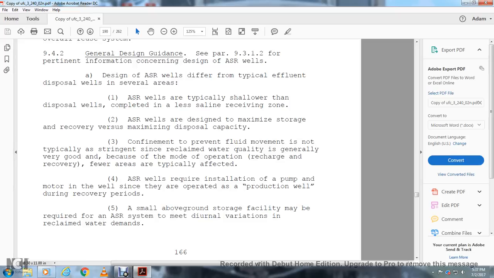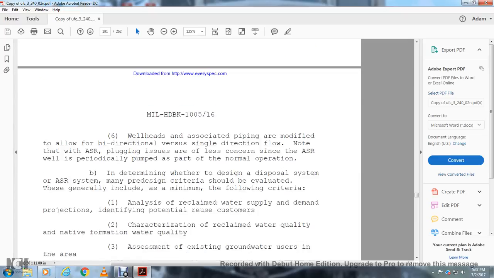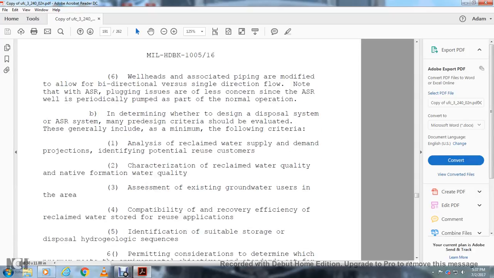4. A few areas of the typical effect on the aquifer storage recovery wells are the installation of a pump and motor in the wells, since they are operated with production from the well during the recovery periods. 5. A small above-ground storage facility may be required for an aquifer storage recovery system to meet the diurnal variations of the reclaimed water demands. 6. Wellheads and associated piping are modified to allow bidirectional versus single-directional flow. Note that aquifer storage recovery plugging issues are of less concern, since the aquifer storage recovery well is periodically pumped as part of normal operation.